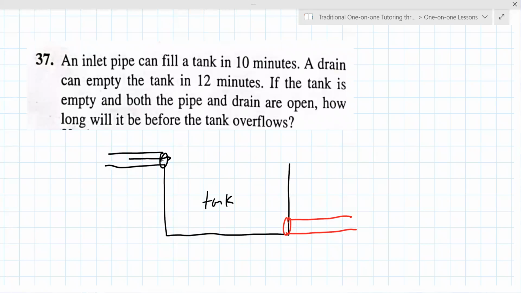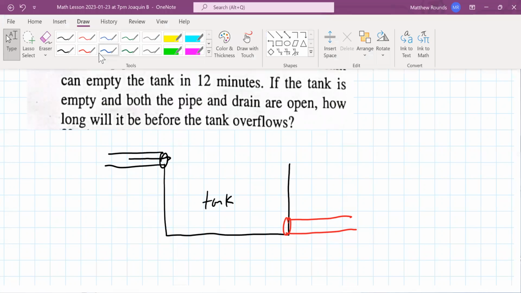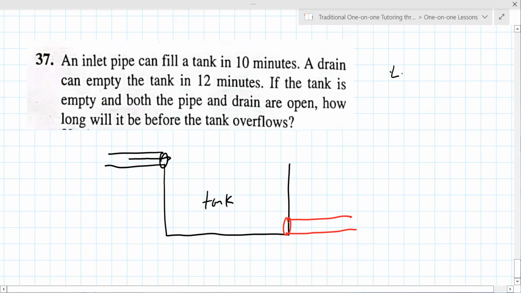So some students get caught up here on what's going on. We don't know how big the tank is. Right. But we do have some information that's kind of useful. And this is one of those problems where you end up looking for a least common multiple of 10 and 12 because it does help to know how big the tank is.